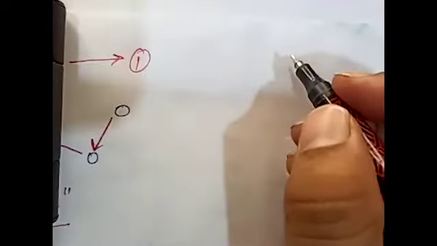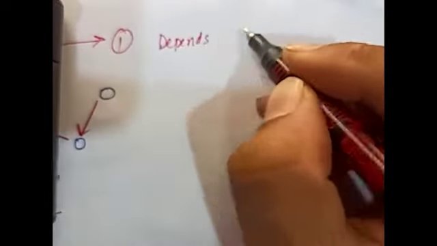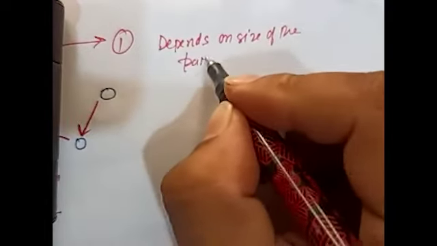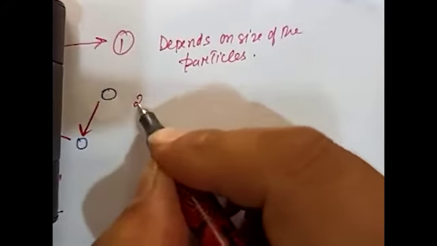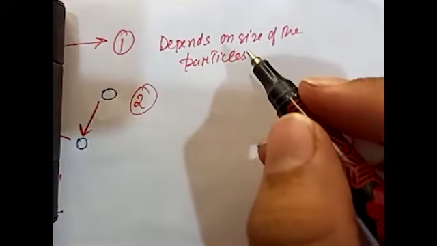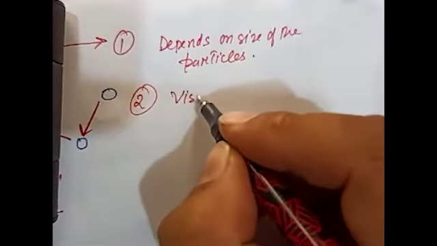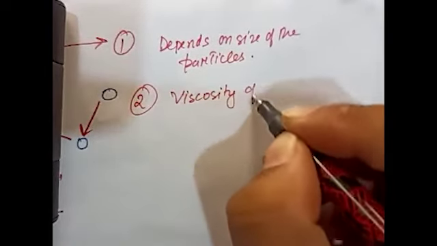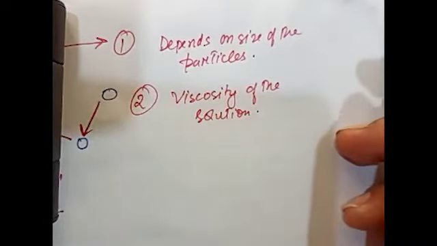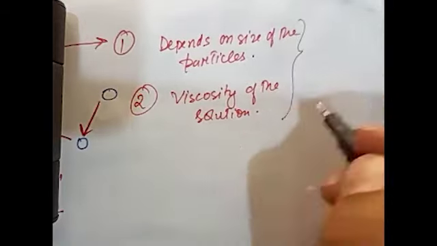Brownian movement depends on, number one, the size of the particles. Number two, the viscosity of the solution. It depends on the size of the particle and the viscosity of the solution.